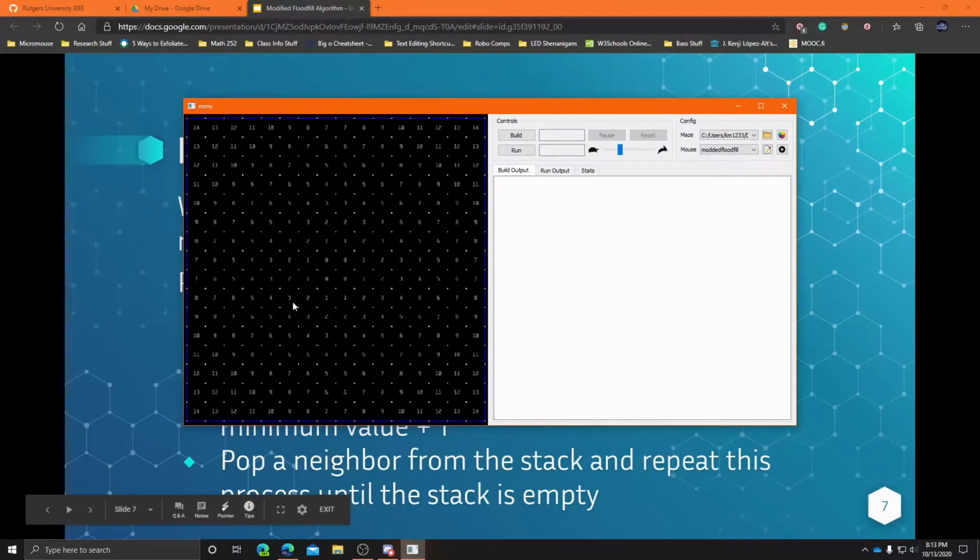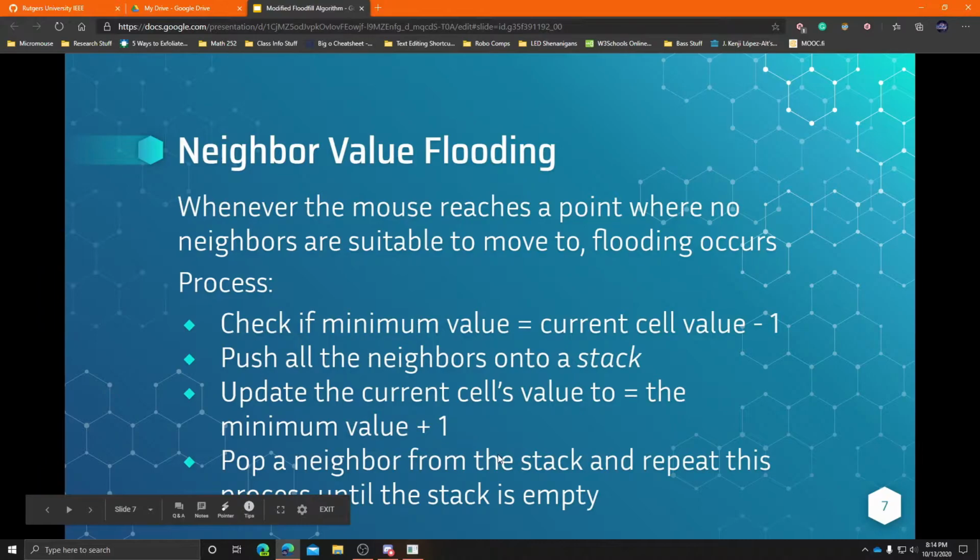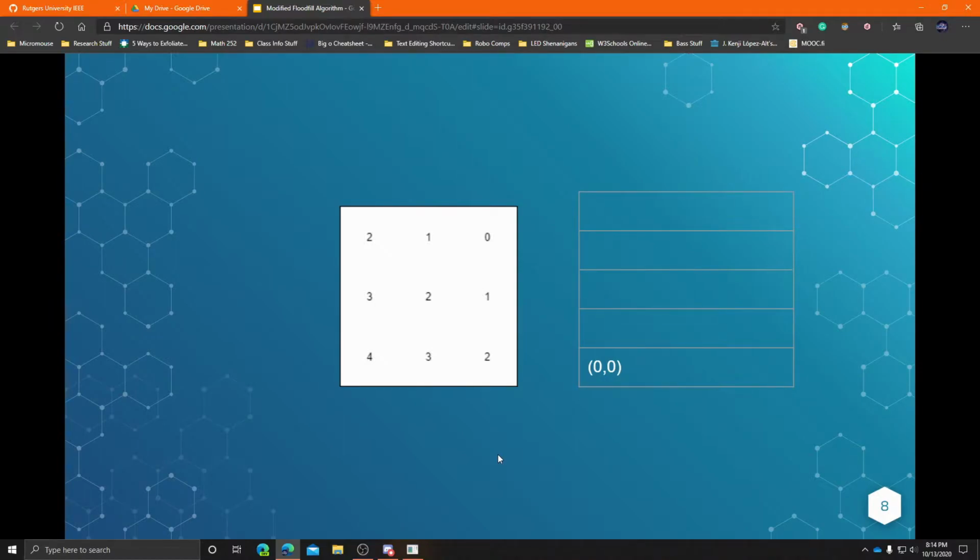So let's say I'm on 3 here, and I can't access 2 for some reason, and I can't access this 2. I can only go back, or I can go to this 4. So I would have to update this cell's value to be 4 plus 1. So this cell would then have a value of 5. And then I would push all the surrounding neighbors onto this stack and do that same process until the stack is empty.